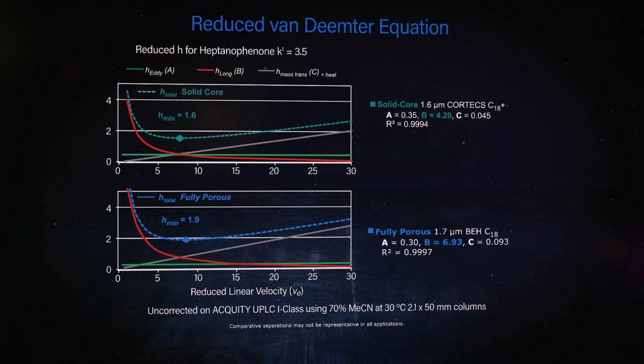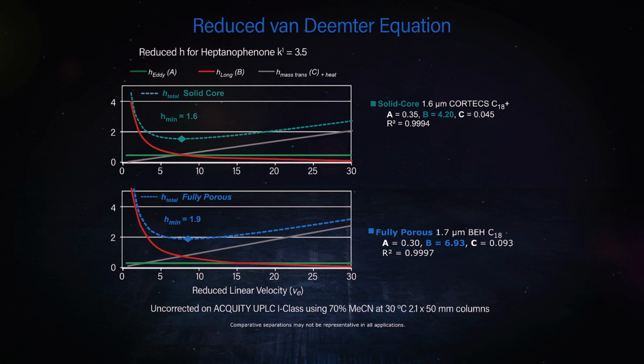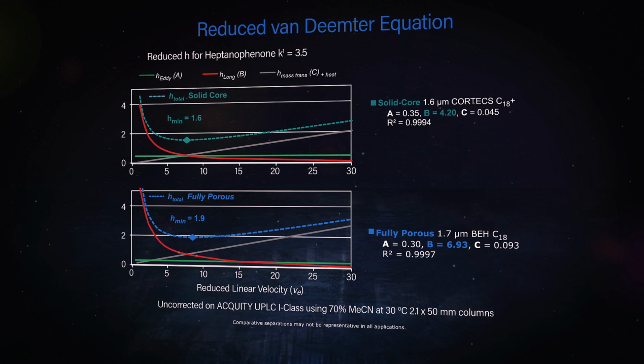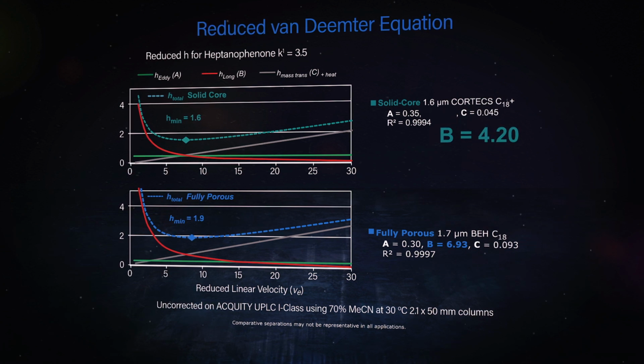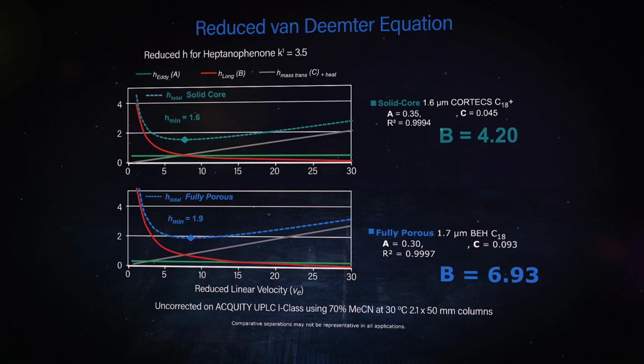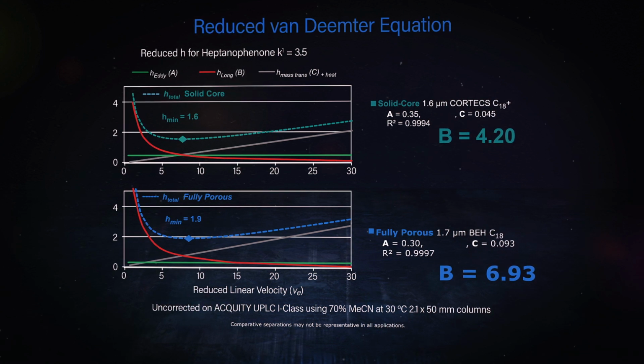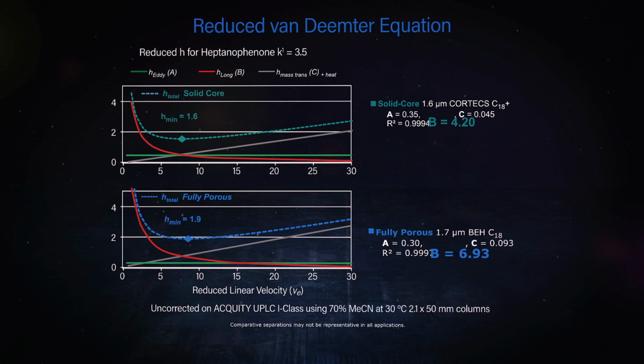And when we look at the individual contributions from the A, B, and C terms, we can actually see it's the reduction in the B term. In the Cortecs C18 column, the B term is 4.2. In the fully porous column, the B term is 6.9. So it's that reduction in the B term, the longitudinal diffusion, that's significantly contributing to the greater performance.